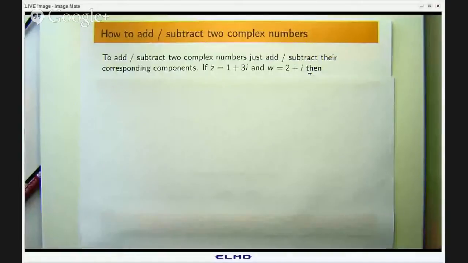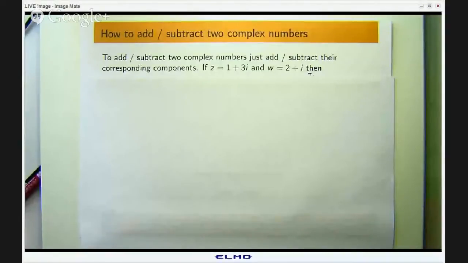So let me share my screen with you. I'll talk about how to do it, I'll discuss a couple of examples, and I'll talk about the geometry, what it geometrically means to say add two complex numbers. So let me share my screen with you and we'll get underway.